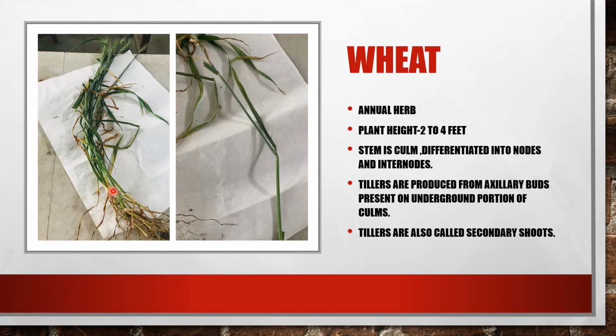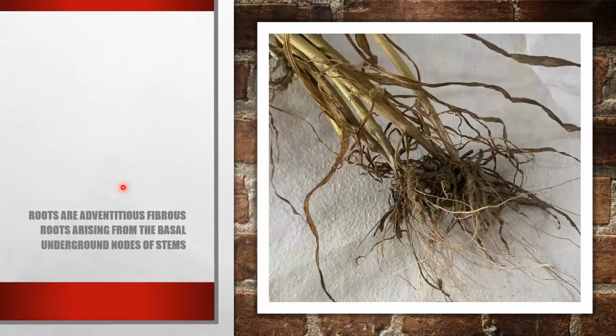The more the tillers, the more will be the yield of the plant, because at the apex of each tiller, an inflorescence is produced. So the number of stems varies, so the number of inflorescences also varies. So if there are more tillers, more inflorescences, more formation of grains and more yield will take place.